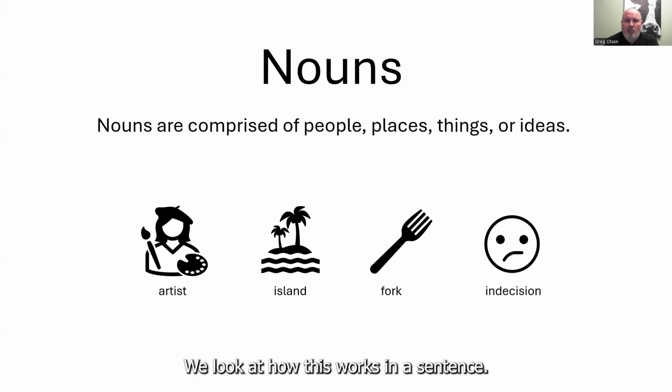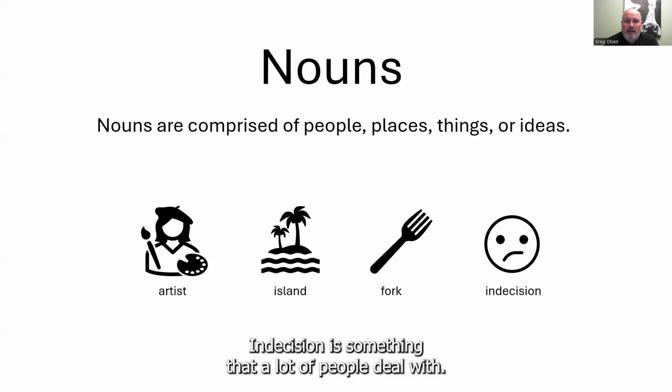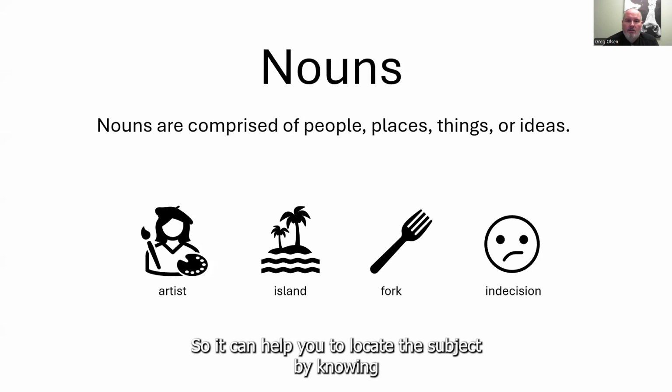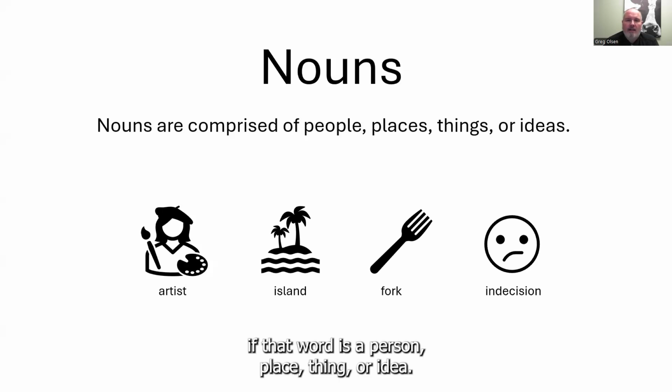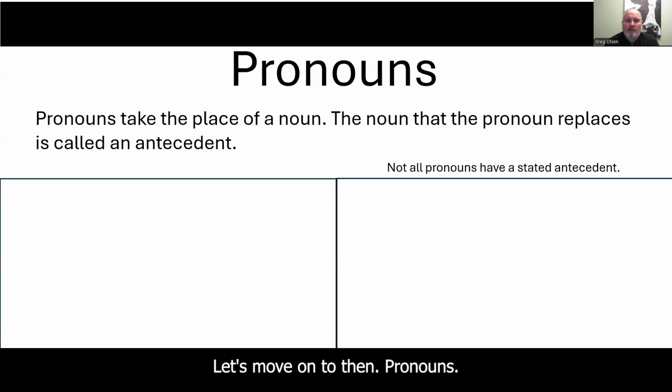Let's look at how this works in a sentence. Indecision is something that a lot of people deal with. So we have indecision as the subject of that sentence. And the main thing I want you to understand is the subject of a sentence will always be a noun. So it can help you to locate the subject by knowing if that word is a person, place, thing, or idea.